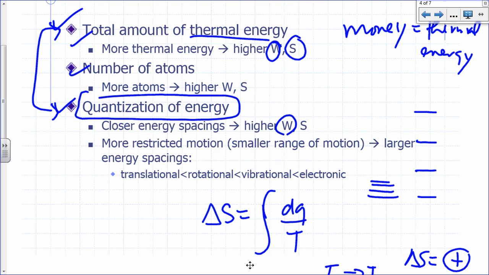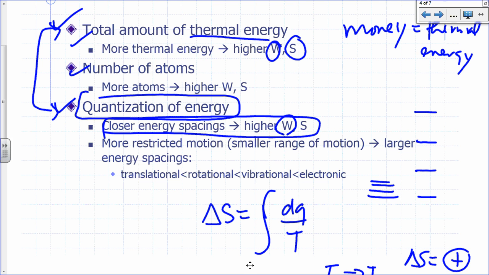But if they were willing to take pennies, then I can give them 9 and 1, 1 and 9, 8 and 2, 2 and 8, 7 and 3, 3 and 7, 6 and 4, 4 and 6, 5 and 5, or 10 and 0, 0 and 10, right? So there's way more ways of distributing the energy. In other words, the closer the energy spacings, the higher the number of ways of distributing the energy, the higher the entropy. Okay? And to what do we associate closer energy spacings? Less quantization, smaller gaps between allowed energy levels.